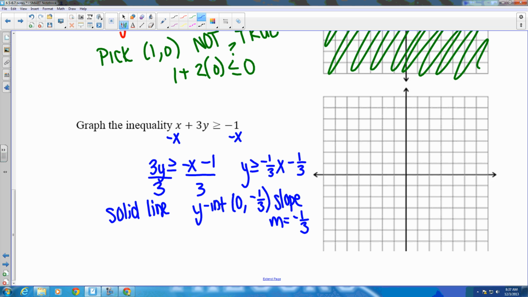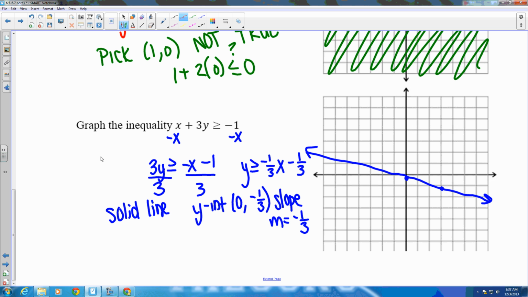Okay, so I'm starting at negative 1/3, about right there. Slope is negative 1/3, so I'm going to do down 1 over 3. And it's a solid line. Again, you should be using a ruler, but I cannot.